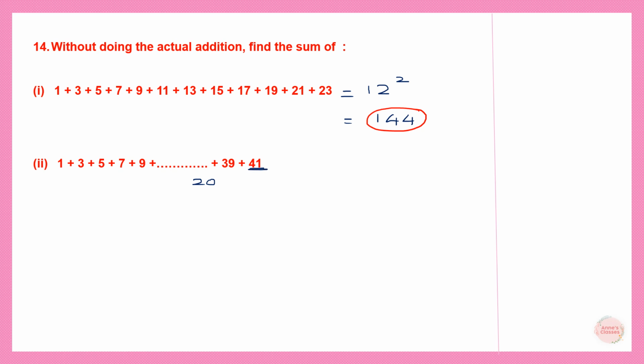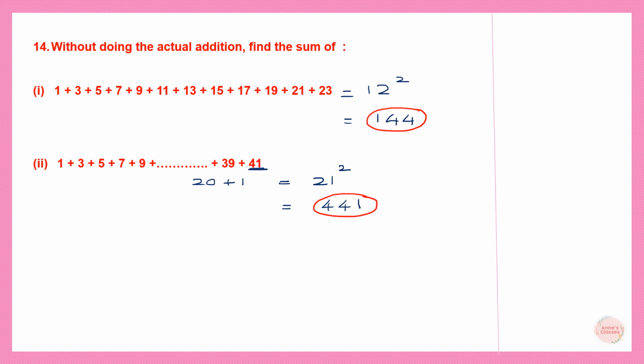Now this is one more odd number, so that is 20 plus 1. So totally how many odd numbers are there? From 1 right up to 41, there are 21 odd numbers. So to find the sum of that, we say 21 square. 21 square means 21 into 21. And if you multiply, you will get 441. So this is your answer.